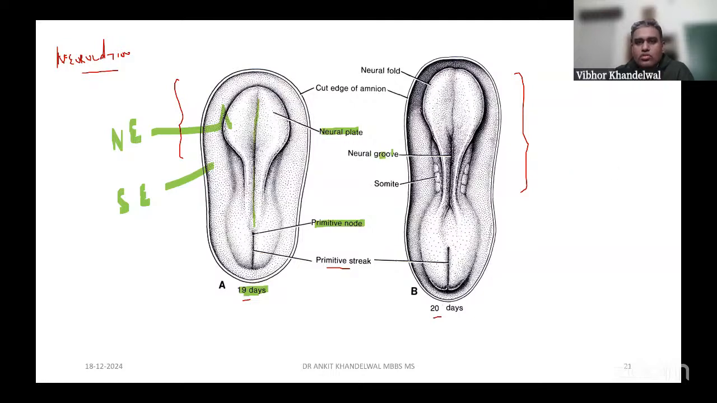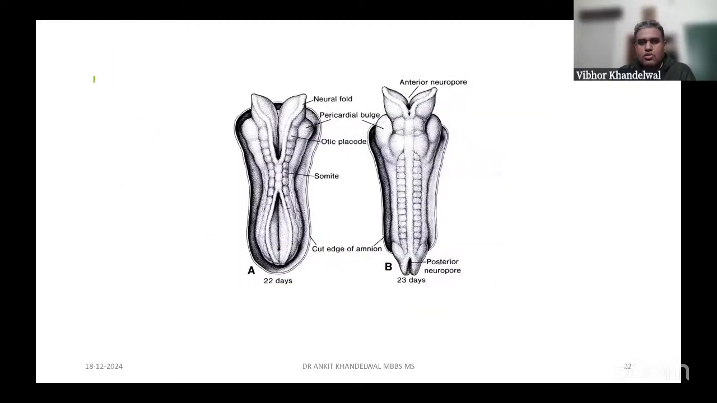Then there's the neural groove and the neural folding. This whole process is known as neurulation. Day 20 is still within 3 weeks, so we say neurulation occurs in week 3, right? See more images. Now, 22 days. Now we enter into which week? We are now entering the 4th week. But understand, the neural folding has begun in the 3rd week and continues till the 4th week.